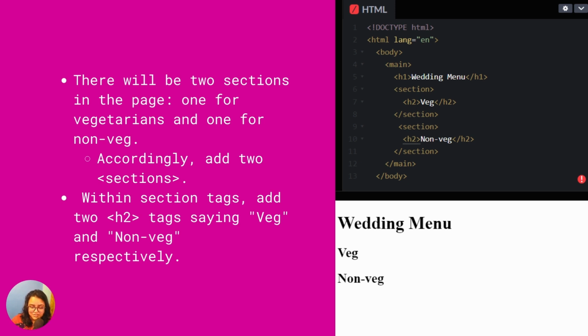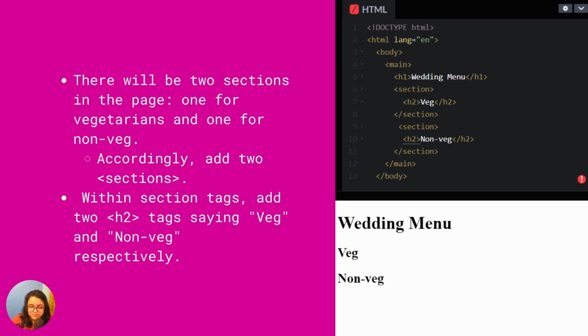Can you see what is wrong with this tag? Yes, your section tag is going to look like this. By sections, you're not just going to add an S in there. Right? Great. Great pointing out, great observation. Now within the section tags, add two H2 tags saying veg and non-veg respectively.